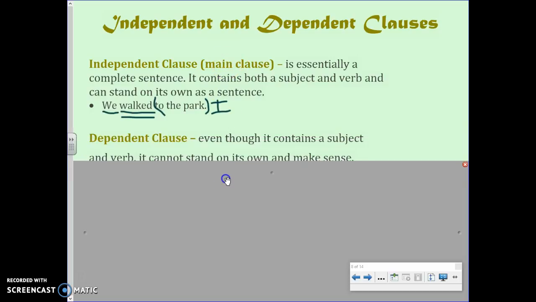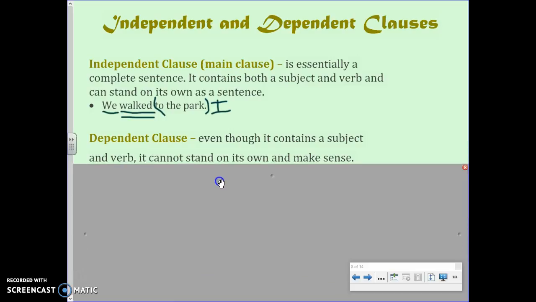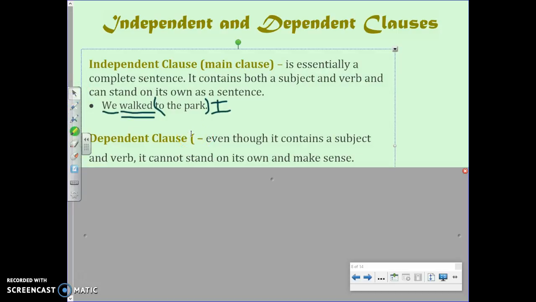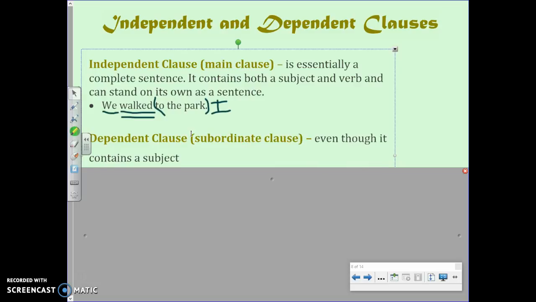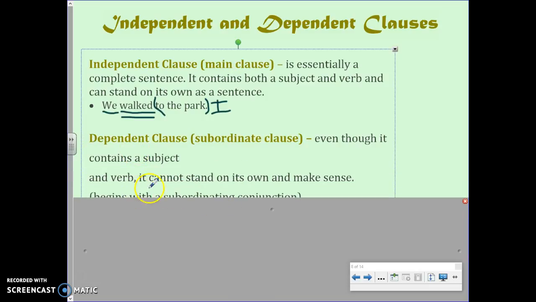Okay, so this next one we're going to look at is the idea of a dependent clause. I'm going to actually add something here to this. It's a dependent or a subordinate clause. Subordinate means that it comes secondary and it means less than the rest. So even though it contains a subject and a verb, it cannot stand on its own and make sense.